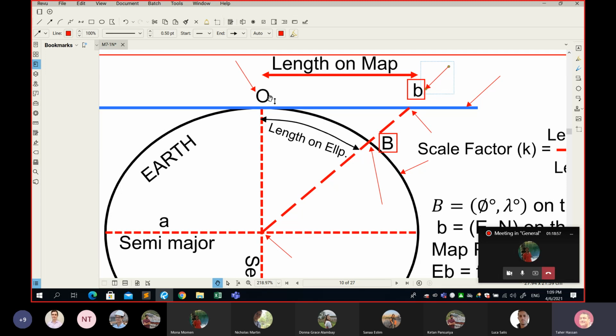Now, where is the length after the projection? Remember point O is the same as lowercase o. Do you agree? Uppercase O and lowercase o are the same. Would you agree? Yes. Okay, I'm asking you, is the distance between O and B on the map the same as the distance between O and B on the ellipsoid? No, it doesn't stay the same.